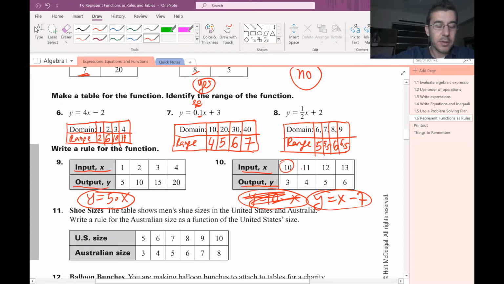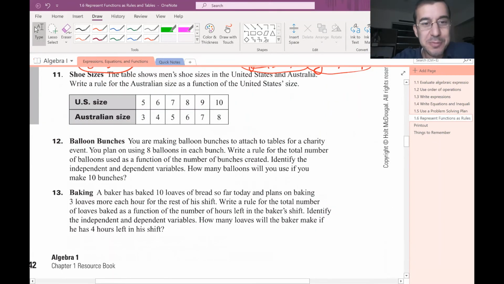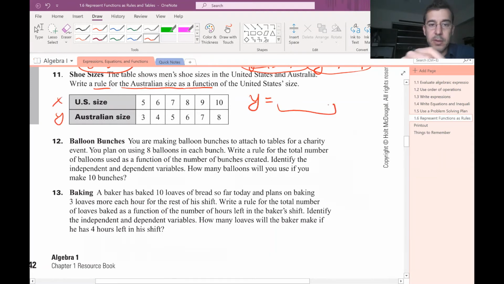Okay. Number 11, shoe sizes. The table shows men's shoe sizes in the United States and Australia. Write a rule. When they say write a rule, that means write the function for the Australian size as a function of the United States size. So Australian size, this is y, this is x. So y equals, right? This is what's needed.